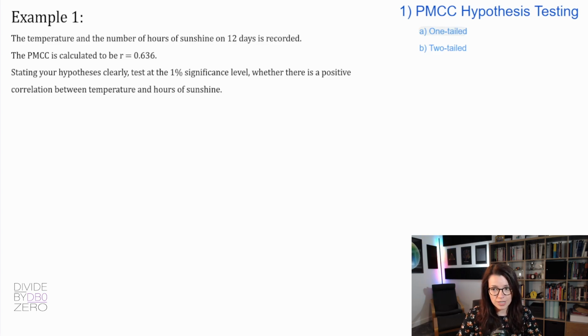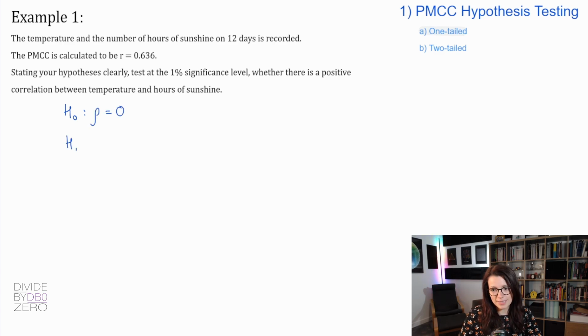So it says the temperature and the number of hours of sunshine on 12 days is recorded. The PMCC is calculated to be r equals 0.636. Stating your hypotheses clearly, test at the 1% significance level whether there is a positive correlation between temperature and hours of sunshine. So we should start by stating the null hypothesis, which in this case is going to be rho equals 0. So we use rho for PMCC.